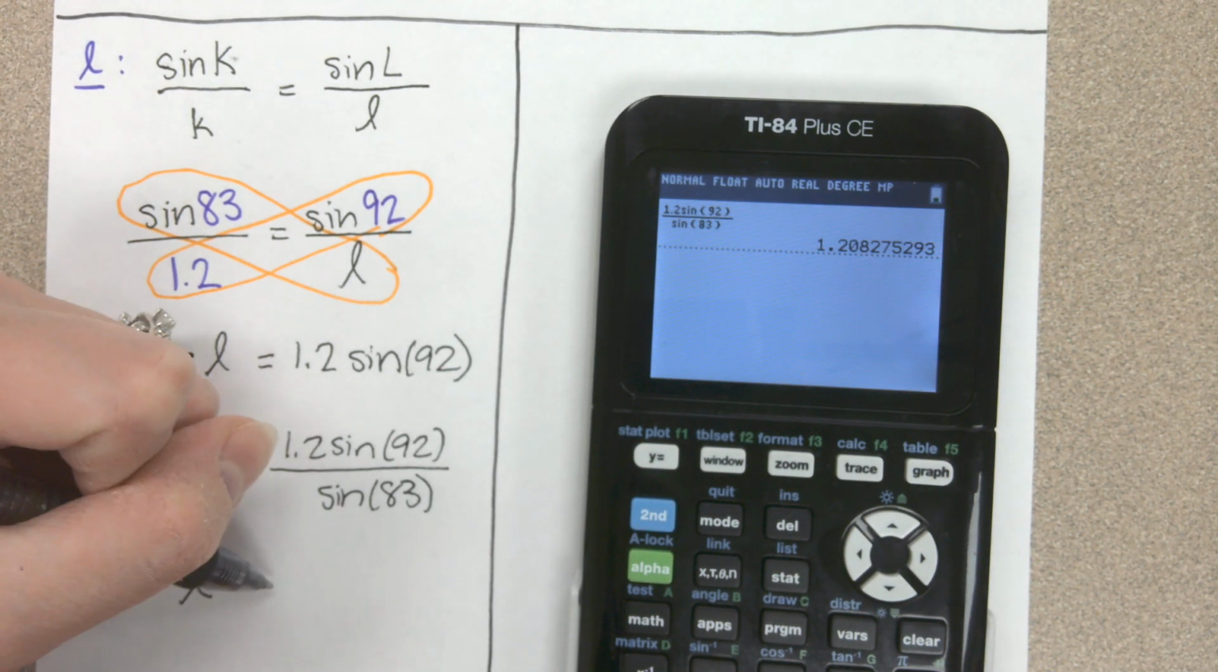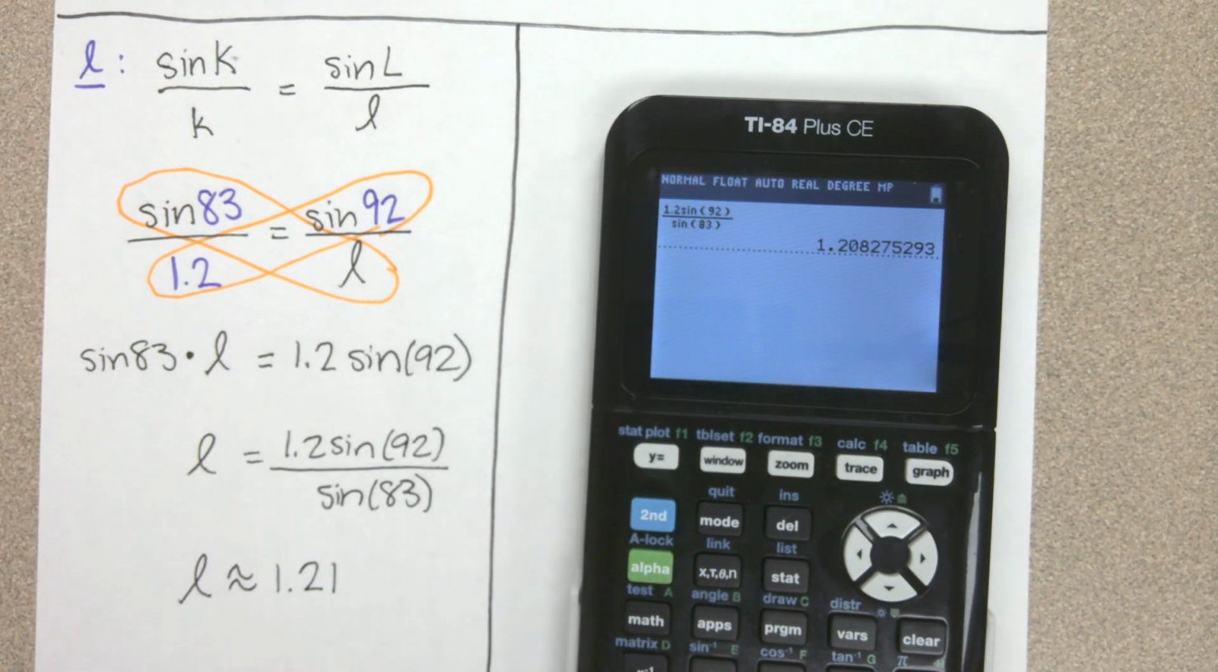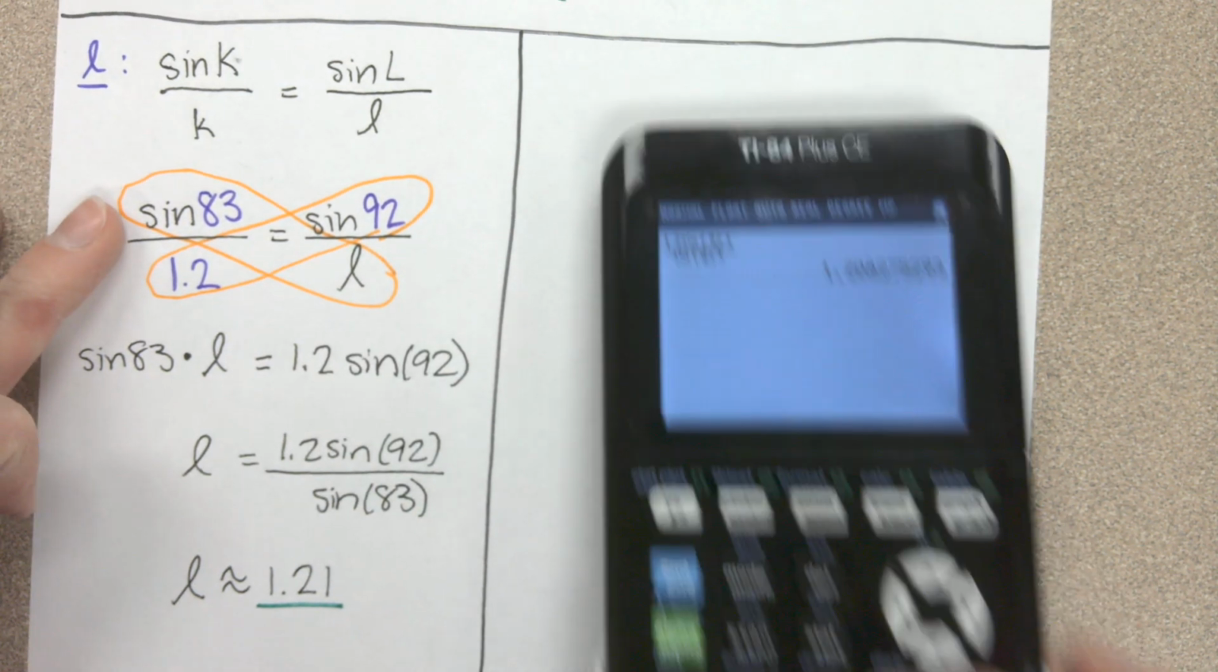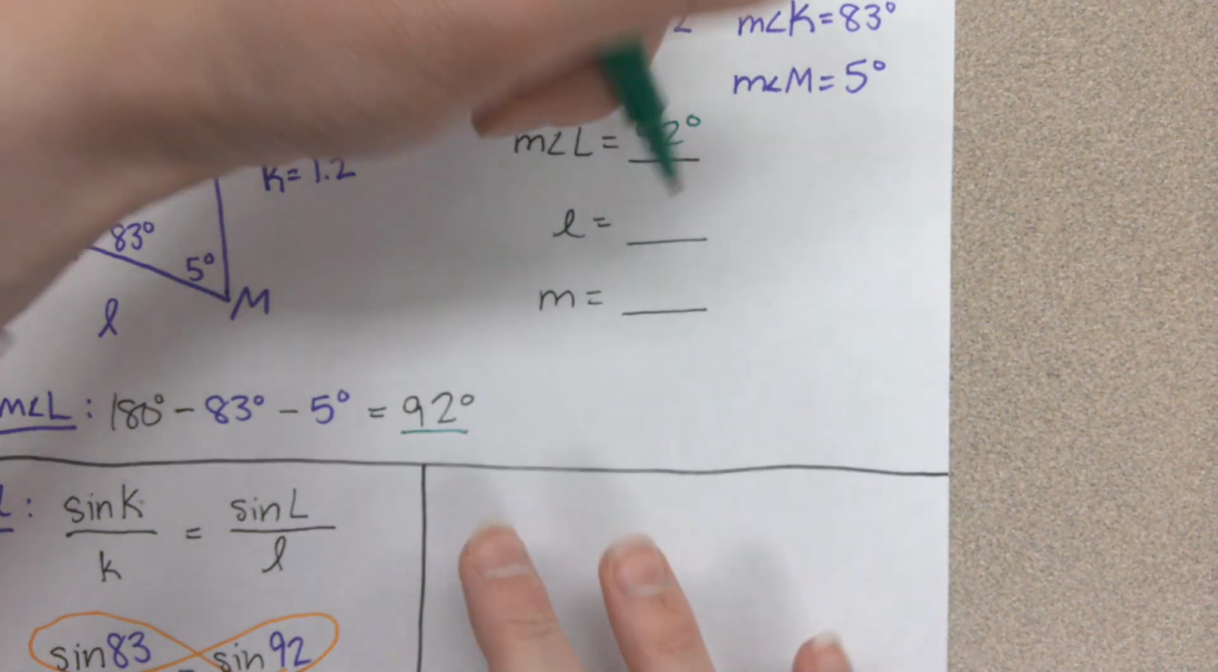1.21, rounded to 2 decimal places. So I'll fill that in above.